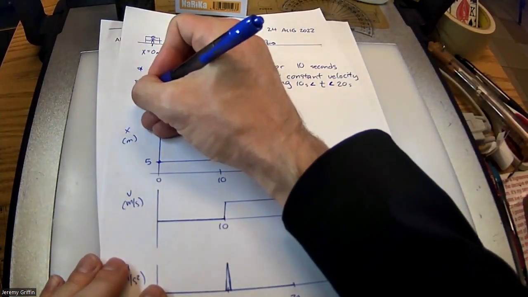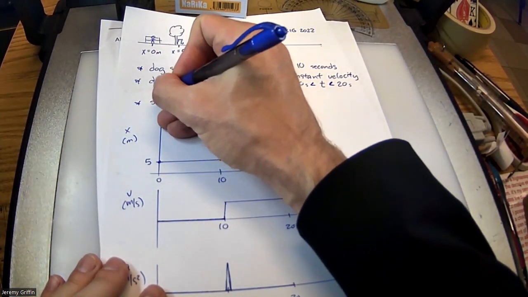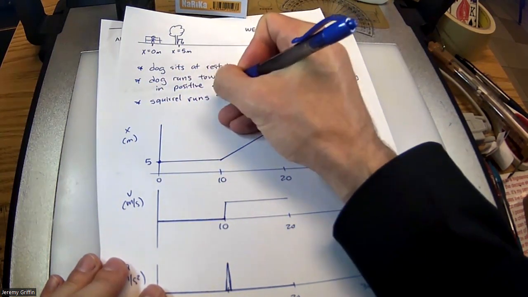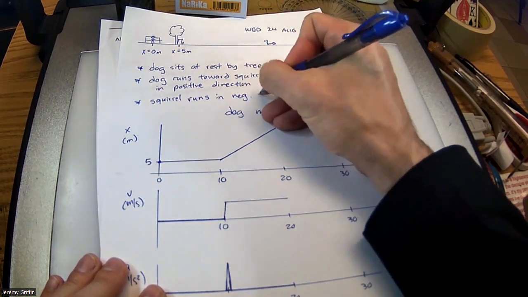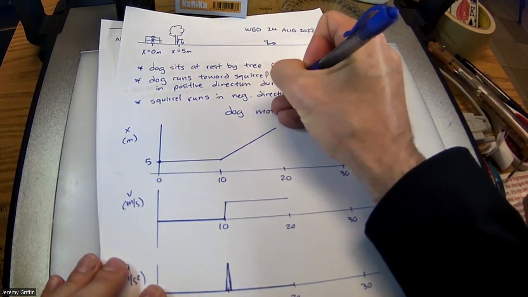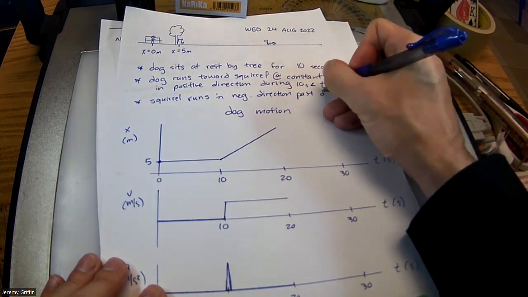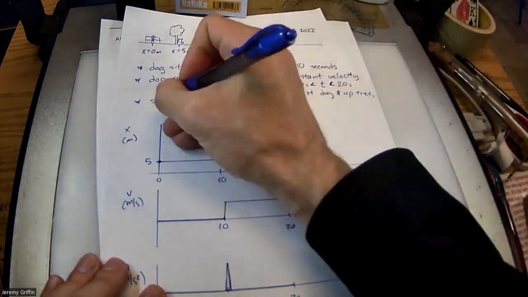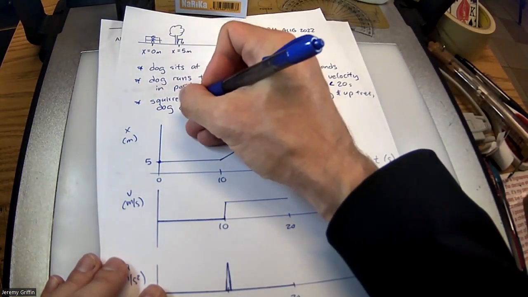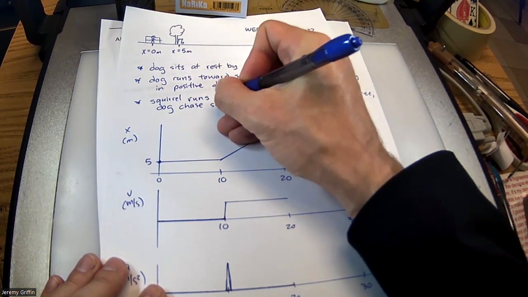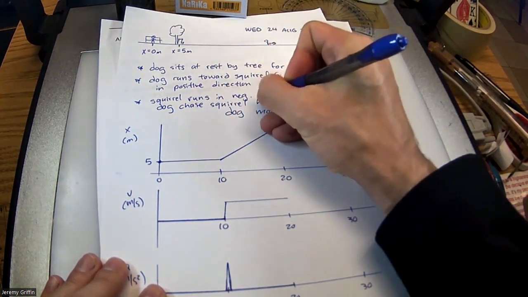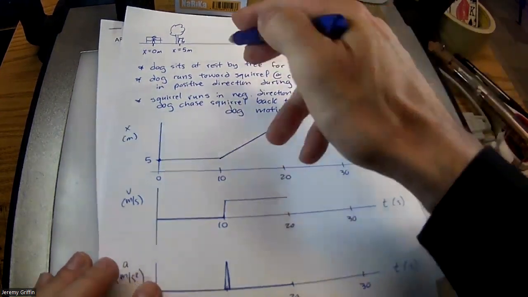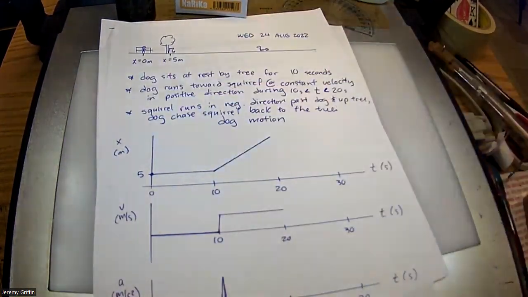Then, third point. Now the squirrel runs in the negative direction past the dog and up the tree. And the dog, because we care about the dog's motion, right? The dog is going to chase the squirrel back to the tree. Okay. The squirrel runs up the tree, and so the dog's going to end up where he started, right?